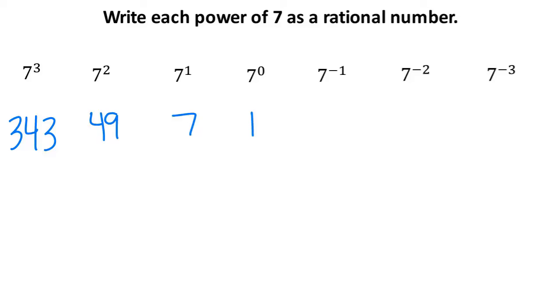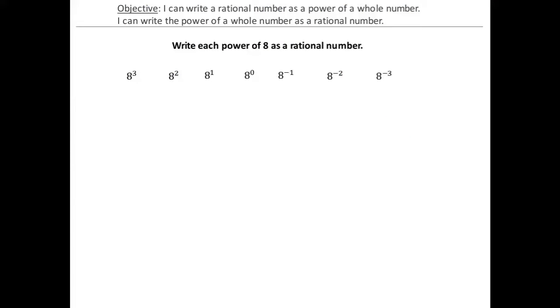7 to the negative 1 power is 1 over what? 7. 7 to the negative 2 is 1 over 49. 7 to the negative 3 is 1 over 343. Awesome. Okay, next one, we're going to be looking at powers of 8. Powers of 8.